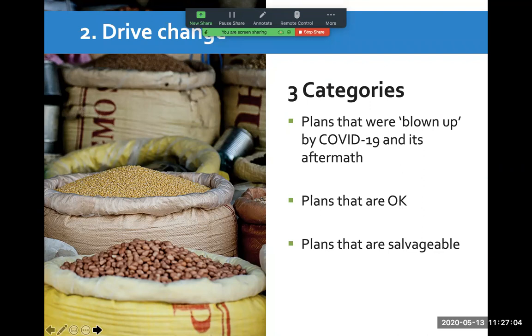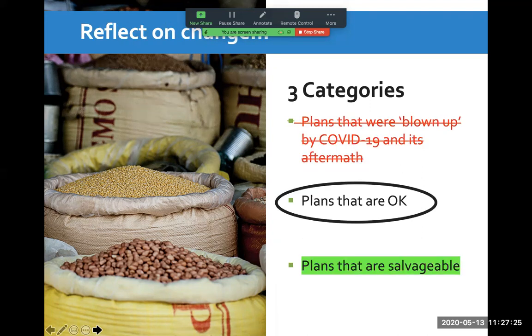So he suggests that we put all of our plans and projects for 2020 on a table, on a virtual table perhaps, and we sort them into three categories. So the first is plans that were blown up by COVID-19 and its aftermath that are no longer practical, plans that are okay, and plans that are salvageable. So if you take these three categories, if you put all the different projects and programs and things you hope to do and plan to do in 2020 and put them on the table and break them into these categories, you'll find that you've suddenly created a much more manageable list.